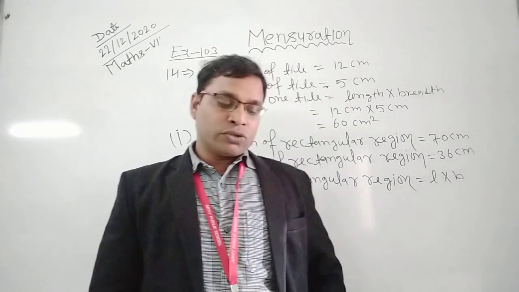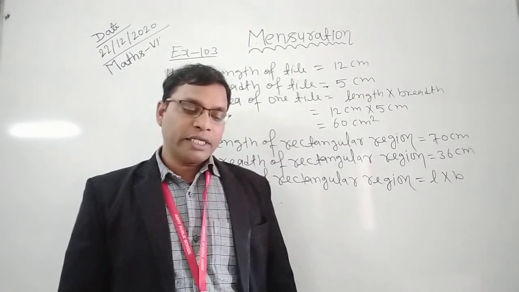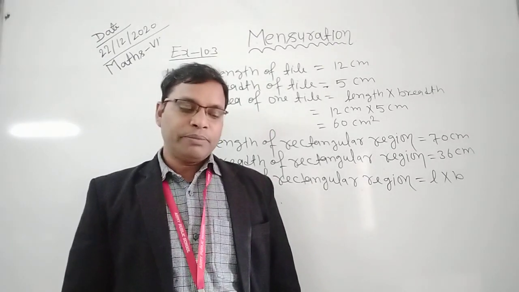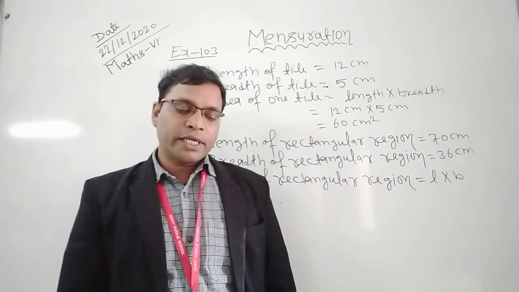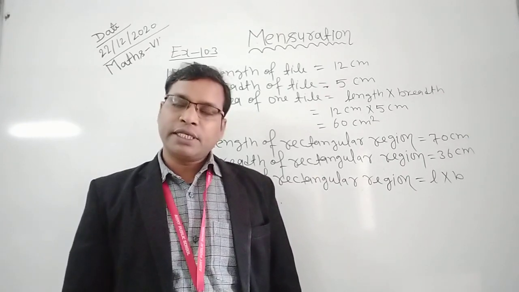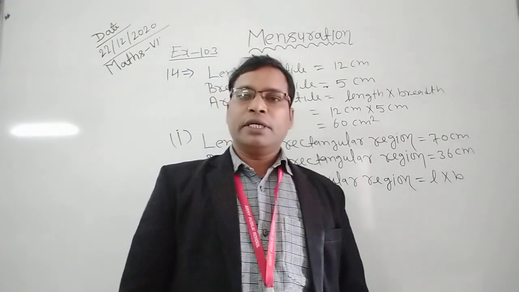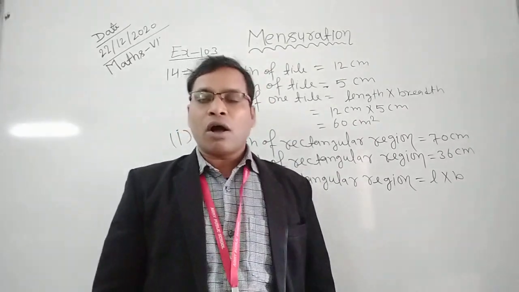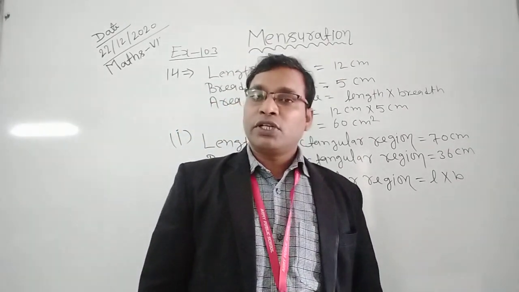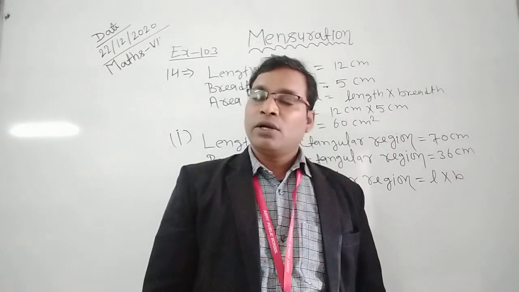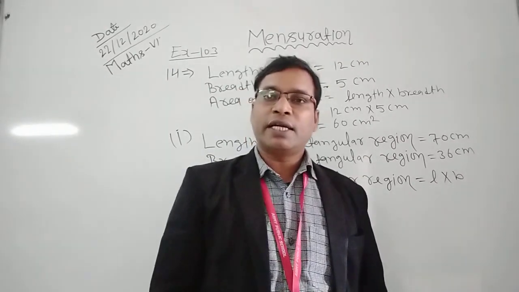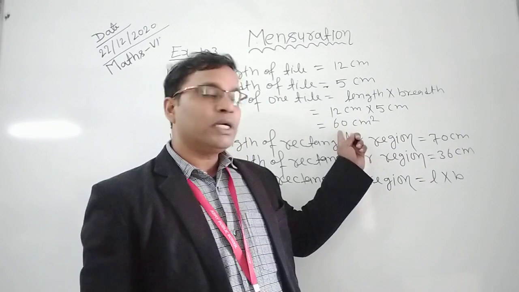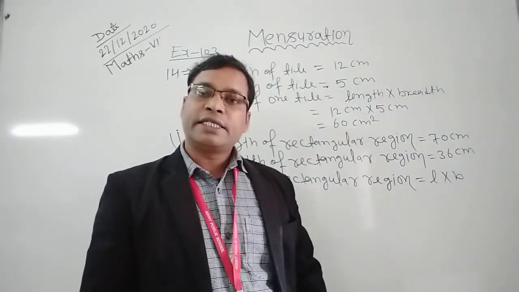In this question, it is given: how many tiles whose length and breadth are 12 centimeters and 5 centimeters respectively will be needed to cover a rectangular region whose length and breadth are respectively 70 centimeters and 36 centimeters. This region, how many tiles will be required, whose dimensions are 12 centimeters and 5 centimeters? So for this, first we find the area of one tile. You can see the area of one tile we found here is 60 centimeter square.